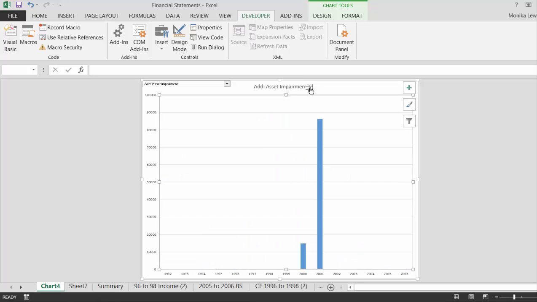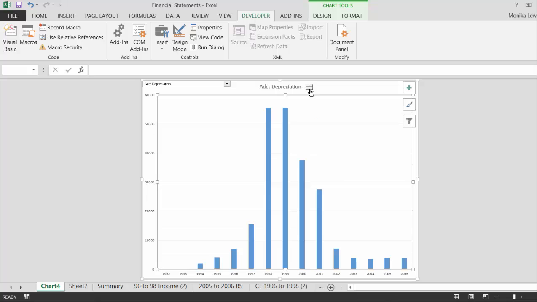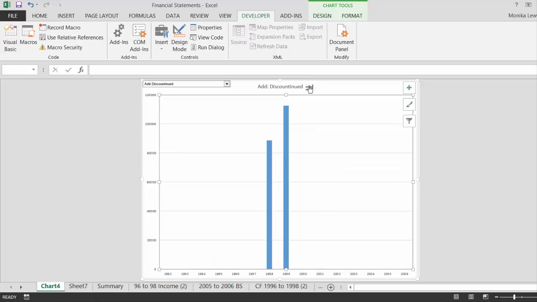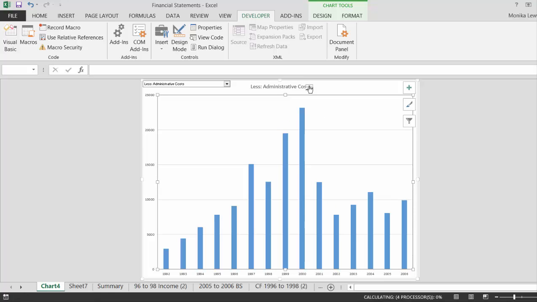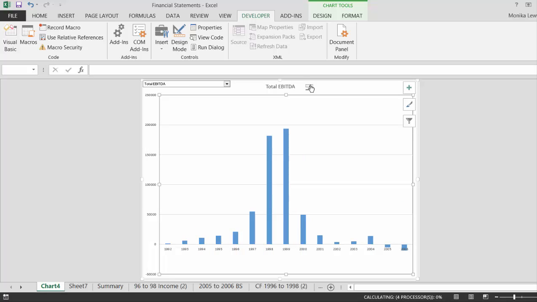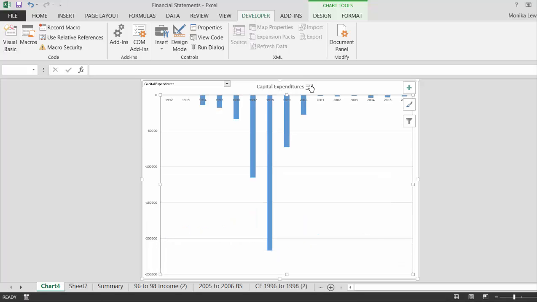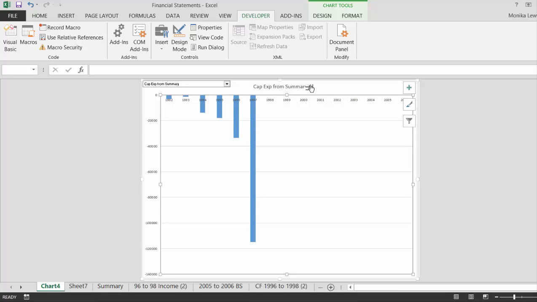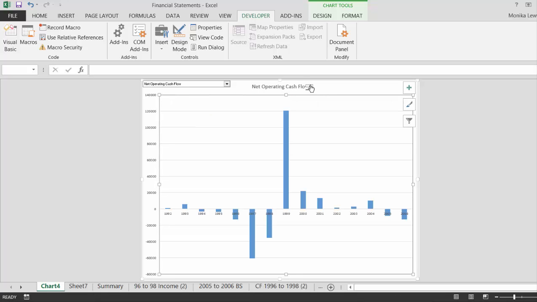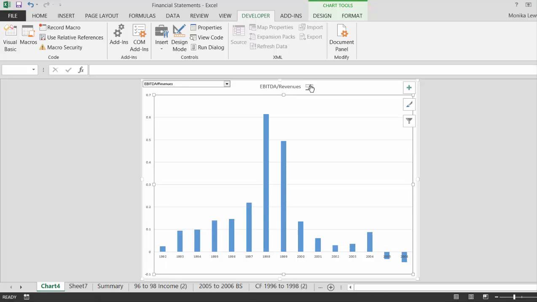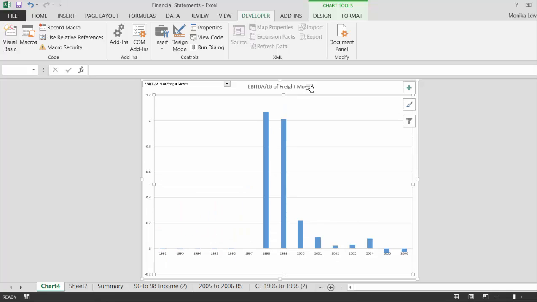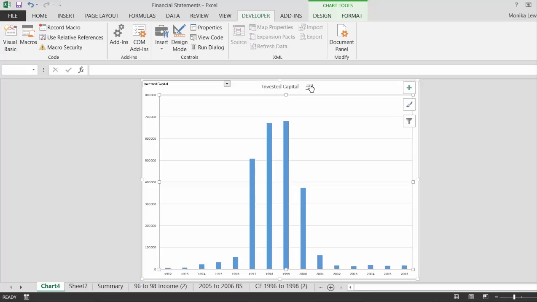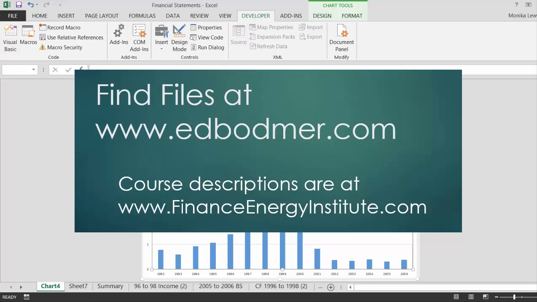The depreciation went way up. Okay. This is the admin expense. That's kind of interesting that they were increasing it, and then the total EBITDA. Now the capex, that was a real problem. They had to make capex for some maintenance of planes. And let's keep going. EBITDA to revenues, EBITDA per pound, invested capital. I think that's where it's getting a little more interesting.